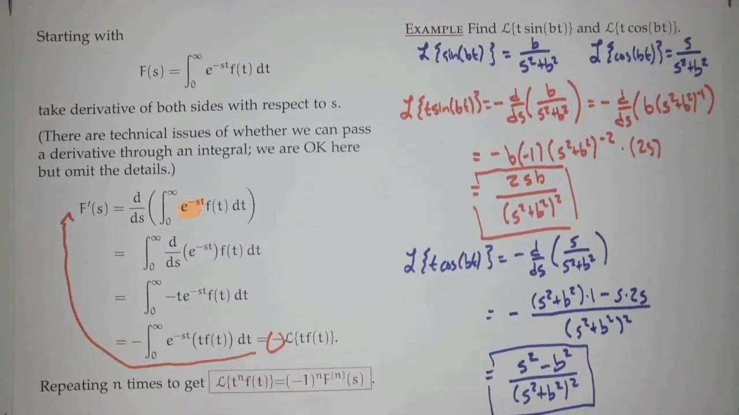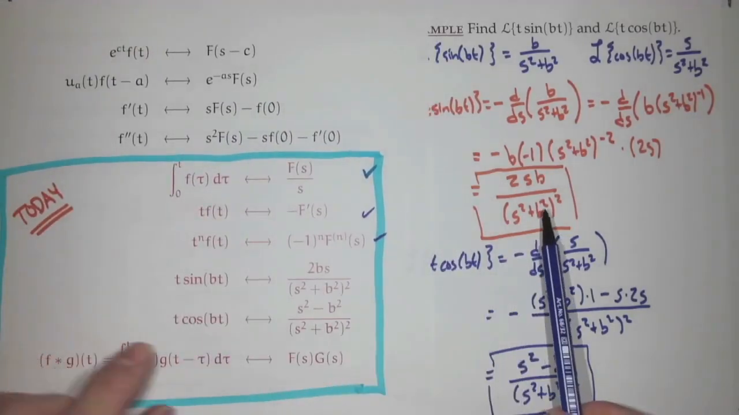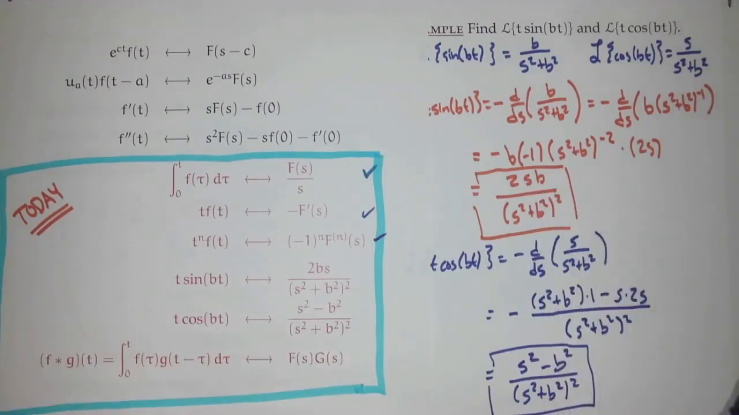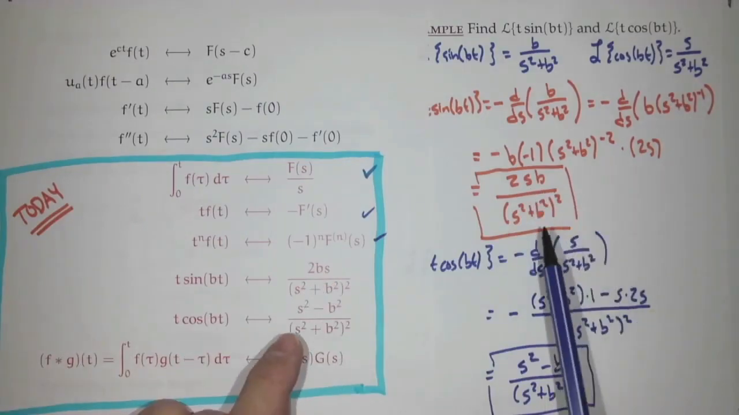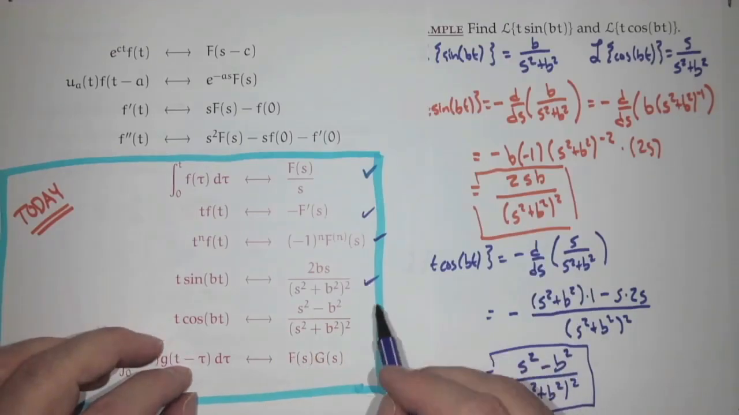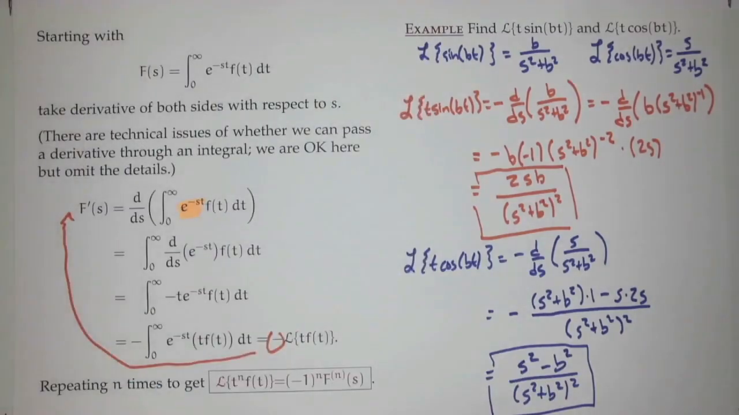And there we go. And how did we do? Did we get it right? Well, there's our t sine bt. Oh, this said b times s. We have s times b. Oh yeah, they're the same. No problem. And s squared minus b squared. Yep, good. Woohoo, it works. So nice. Okay. All right, good. We got a lot of our formulas already done.